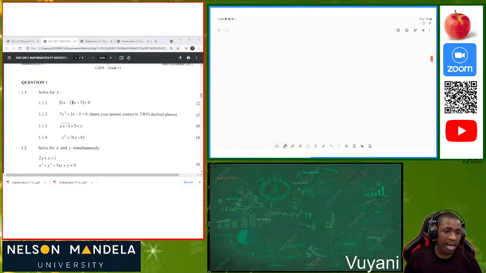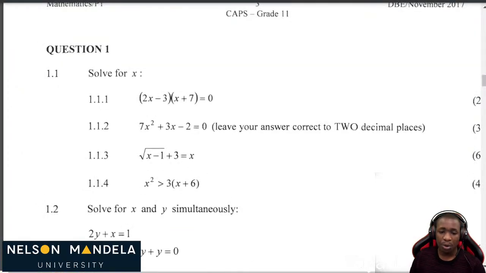Now, moving to 1.1.3, on 1.1.3, we are given square root of x minus 1, then plus 3 is equal to x.